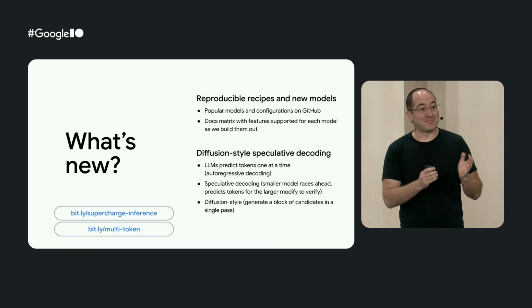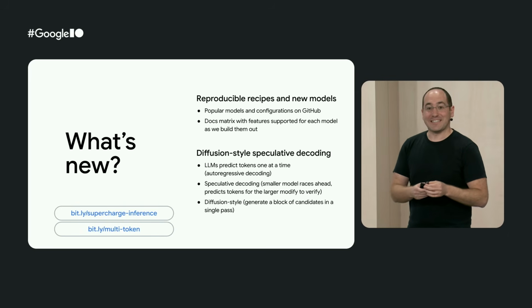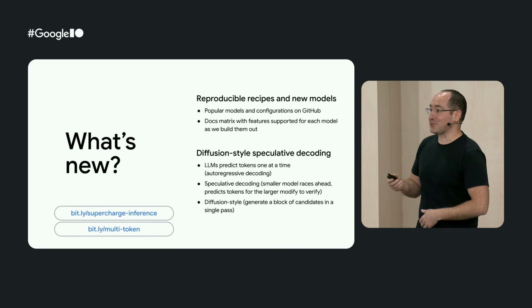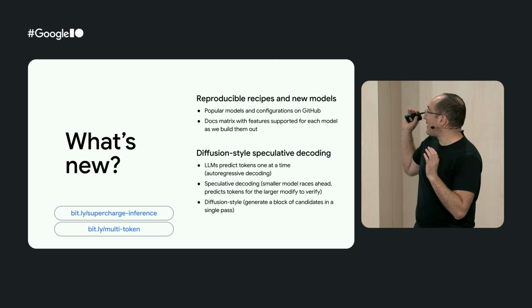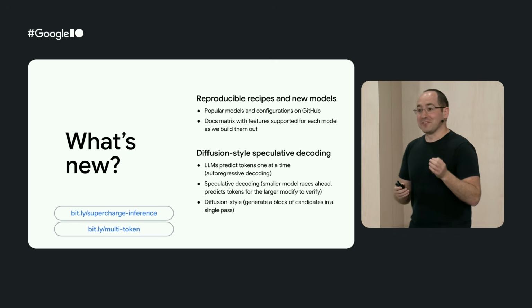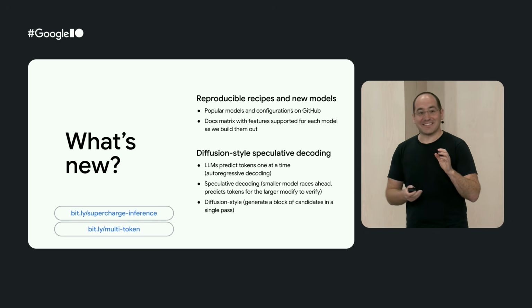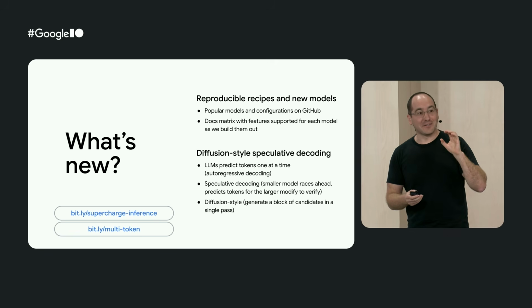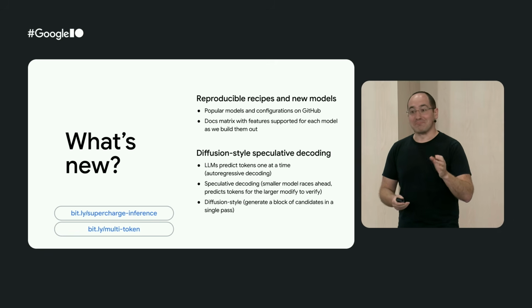Thanks. OK, so lots of reproducible recipes on GitHub. Rob showed you, super cool. Another really cool thing I wanted to mention, and this is one reason I've loved working in open source all these years, we got a really amazing PR from UCSD. And this is for diffusion-style speculative decoding.